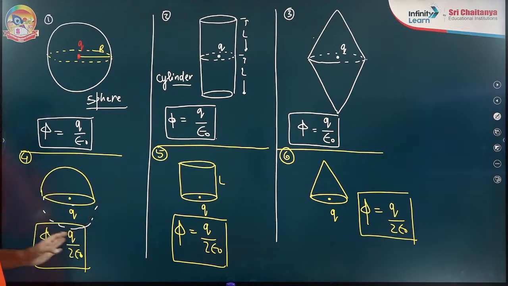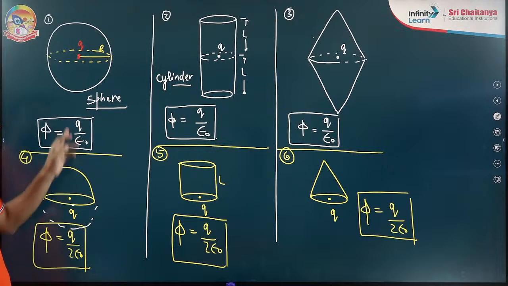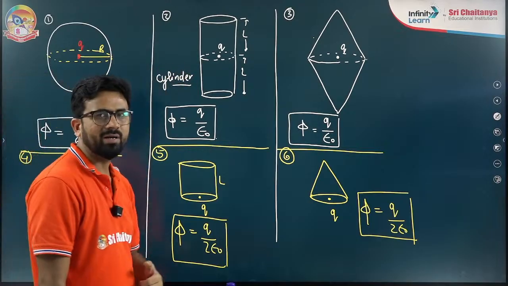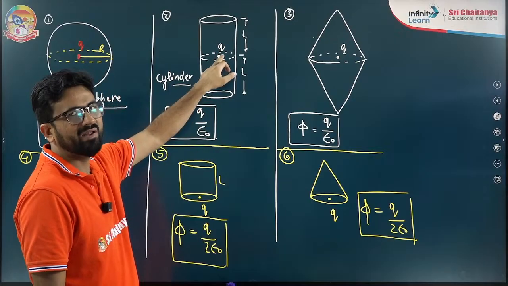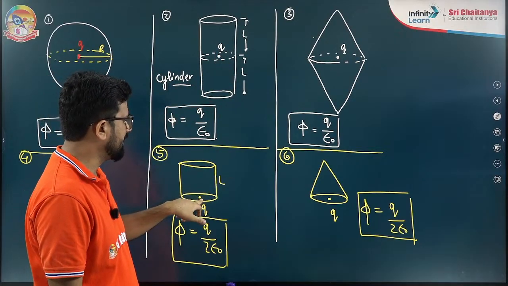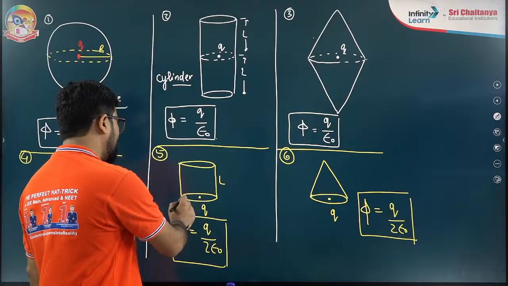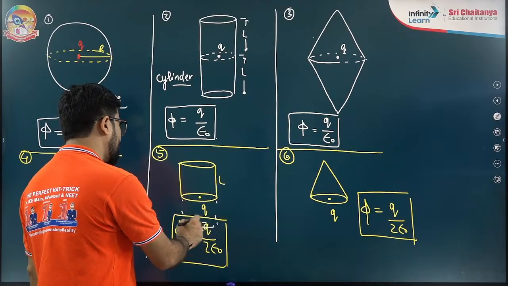If there is one hemisphere also below it, then you know the total flux is q by epsilon naught, because there are two hemispheres. So from one hemisphere it would be q by 2 epsilon naught. Similarly, I explained for this cylinder also. If charge is placed here at the surface, to get the answer, we are making one more cylinder below it like this.